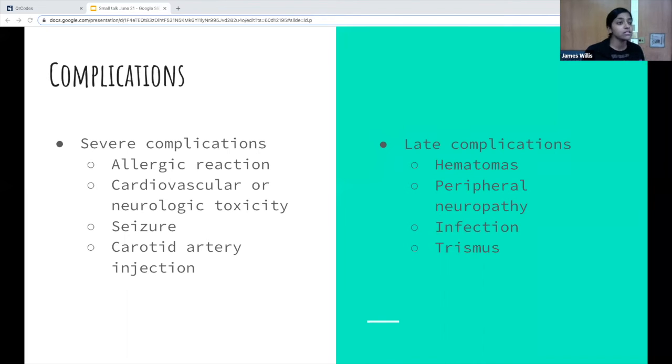Peripheral neuropathies usually present as prolonged anesthesia, paresthesias where they feel burning or itching, or hyperesthesias, which is increased sensitivity to noxious stimuli in the area. This can usually result from traumatic injection of the needle into the nerve, if you're injecting directly into a foramen and causing a tighter space around the nerve, or if you inject into the nerve sheath.